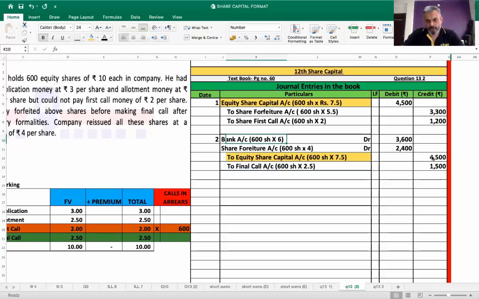So over here, this two equity share final call account is basically calls in advance. This is calls in advance. This one, 1500.